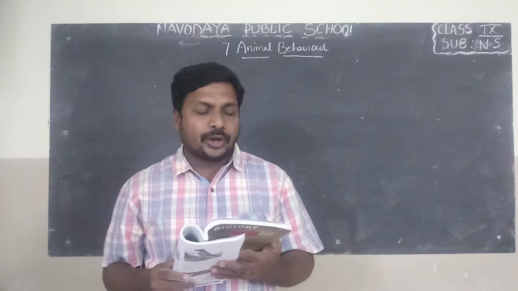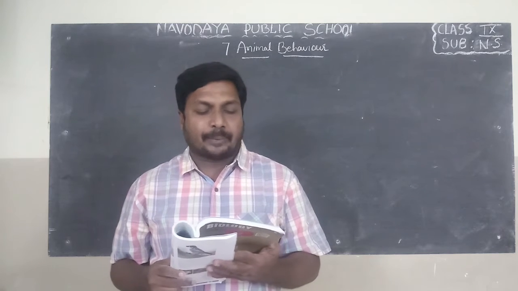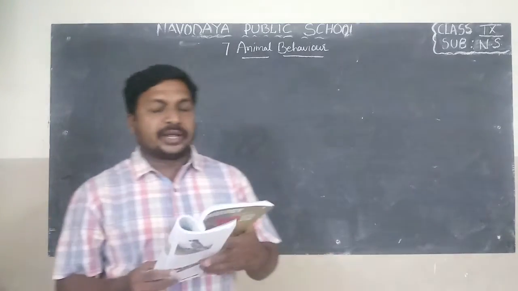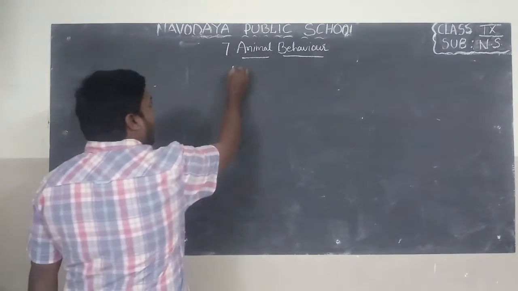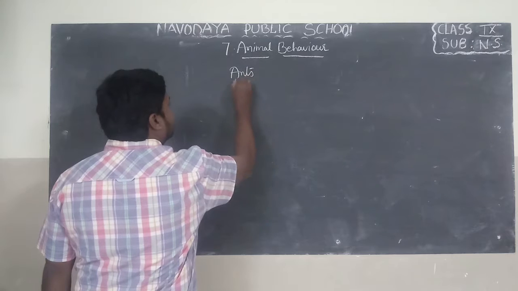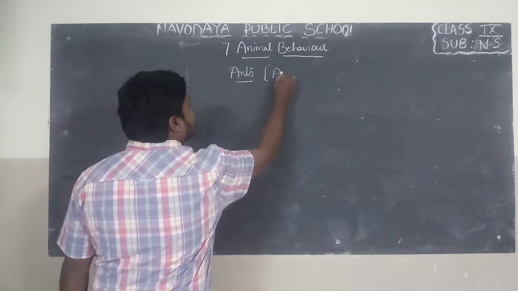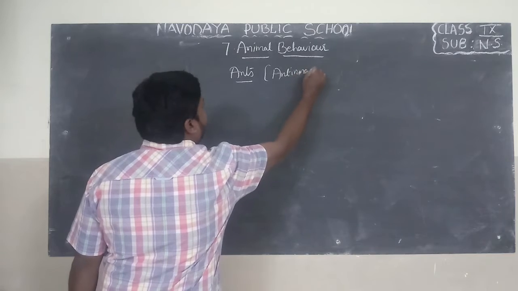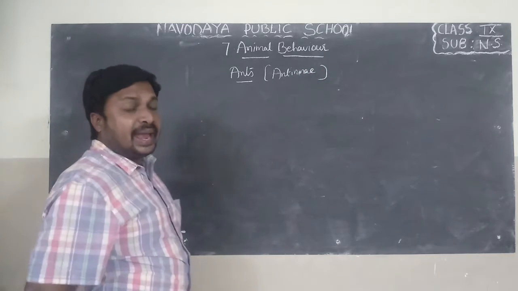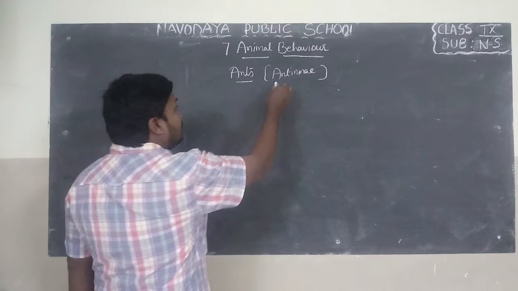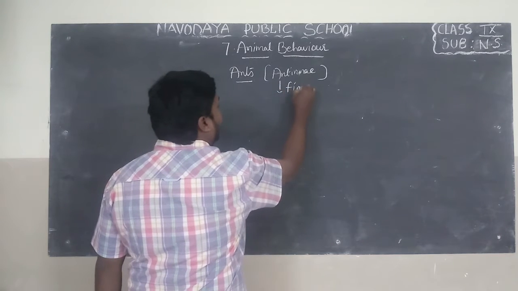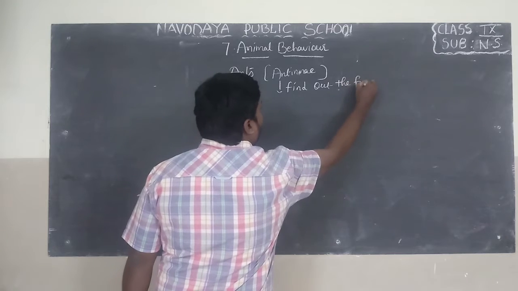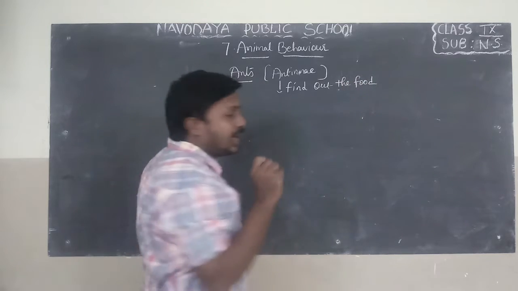Ants, which usually go in a line, reach sweets kept in a tin. How do they know the way to reach the tin? Do you know? Ants are small insects. Ants have special structures in their head known as antennae. And this antenna is helpful to find the food.